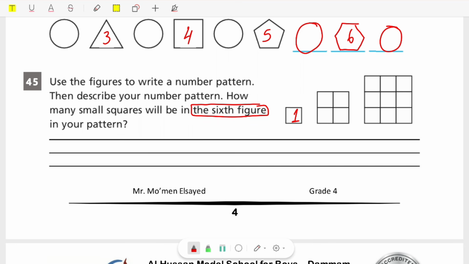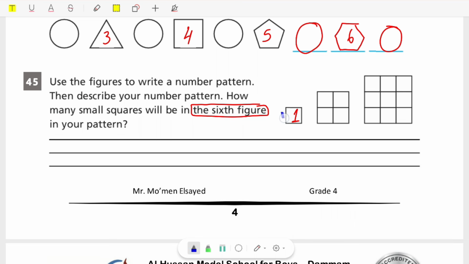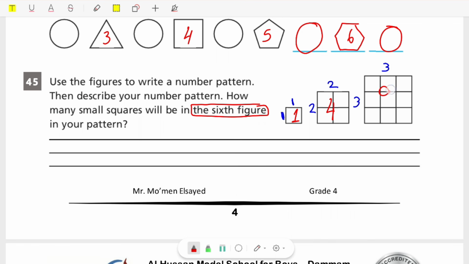Okay, we said that this one, as you see here, is 1 times 1, right? So the side length is 1 for all, so 1 times 1 equals 1. So what about here? We have 2 and 2. So how many squares here? If you multiply it, we got 4 squares. And the third one will be 3 and 3. So we're gonna get 3 times 3 equals 9 squares.